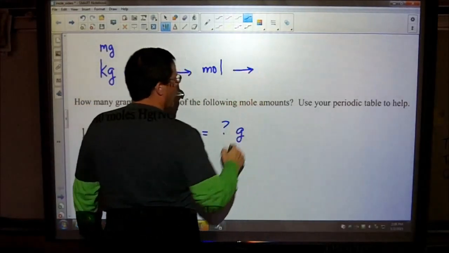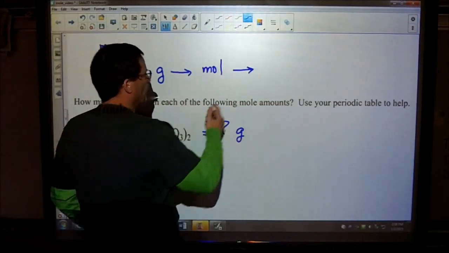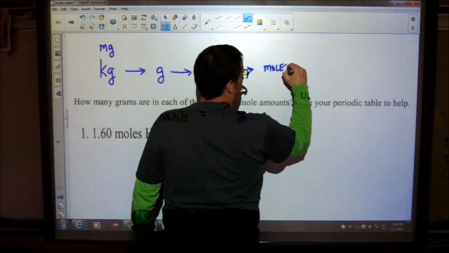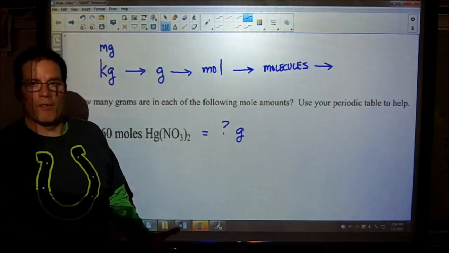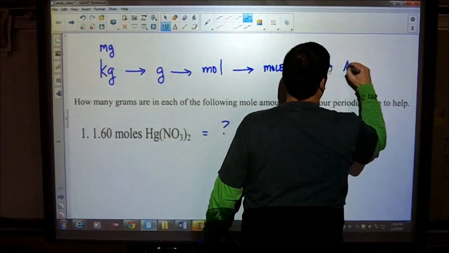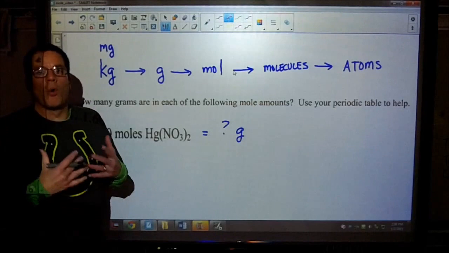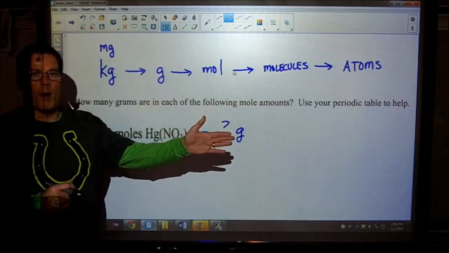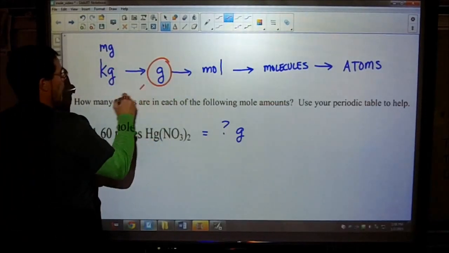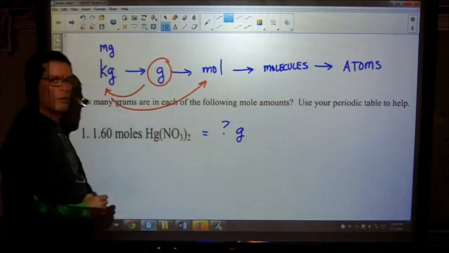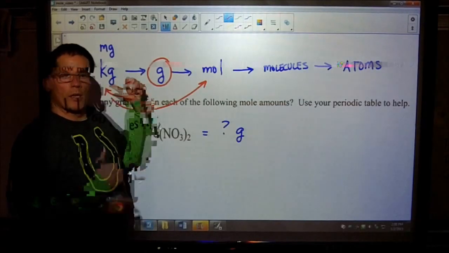So we always want to go to moles. And then later on, we'll work where we have molecules, and you can convert moles into molecules, which I don't believe we do today, but we will the next time we meet. And then we can take it one step further and find out how many atoms are actually in those molecules. What is really neat about this is it's a one-directional type problem. In other words, if I start off with grams, I'm never going to go backward to kilograms to find moles. I will never do that.